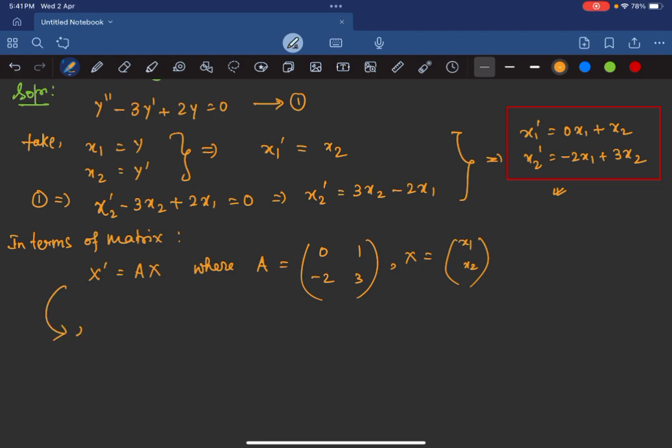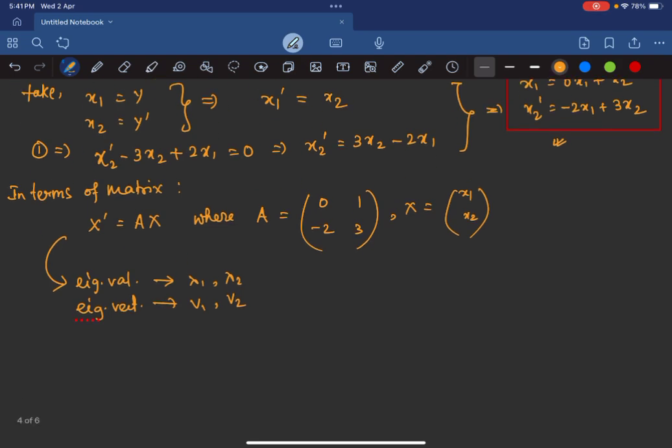Means first eigenvalues, suppose the eigenvalues you are getting are lambda 1 and lambda 2. Okay, the corresponding eigenvectors are v1 and v2. Already we have studied this matrix method. So here eigenvalue first, then eigenvector, and finally the solution.